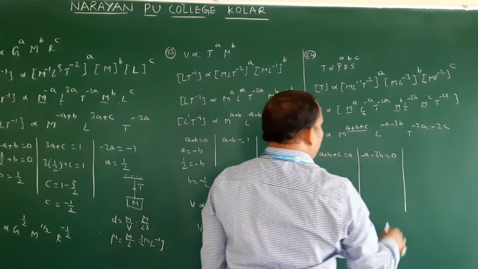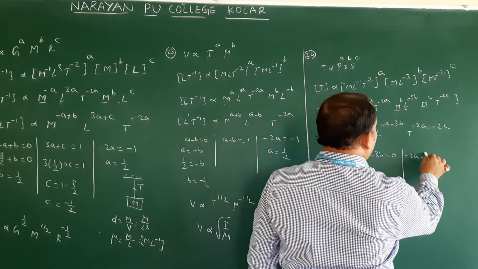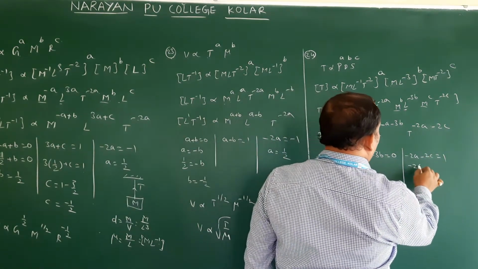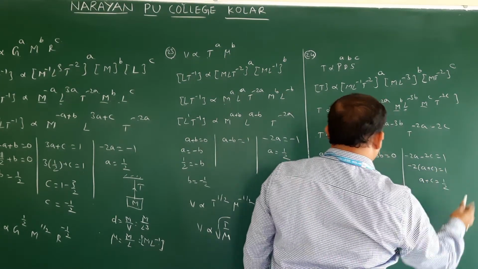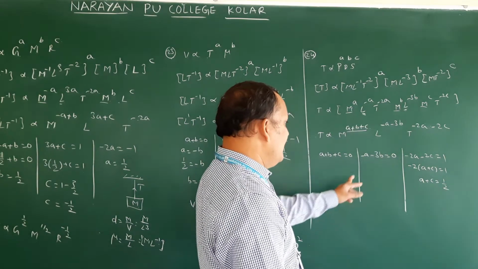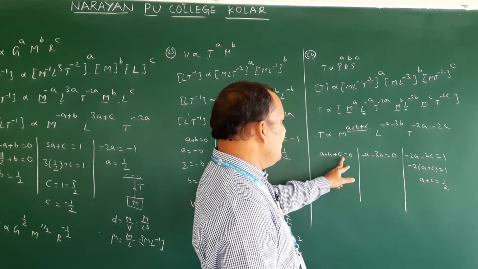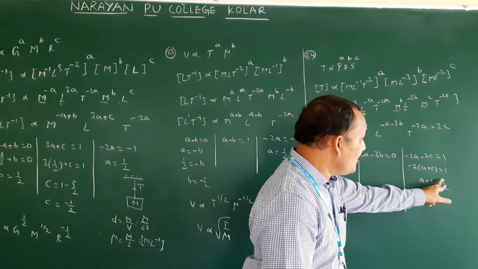This is also 0. Next t power 1 is there. Therefore minus 2a minus 2c equal to 1. So minus 2 times a plus c equal to 1. So a plus c is equal to minus 1 by 2. Here a b relation is there. Here a plus b plus c is there. Here a plus c, how much did you get?